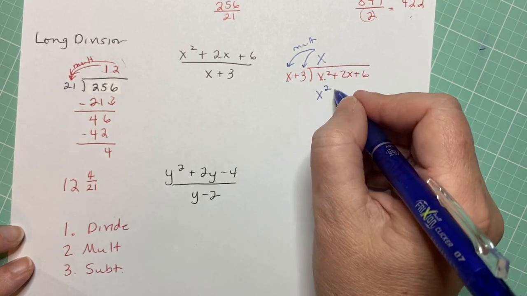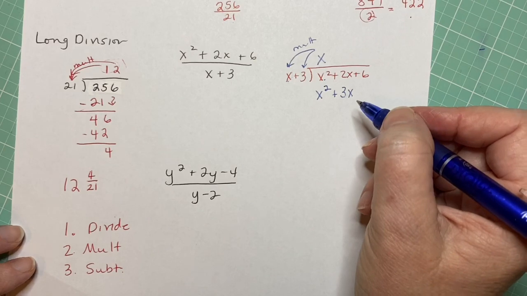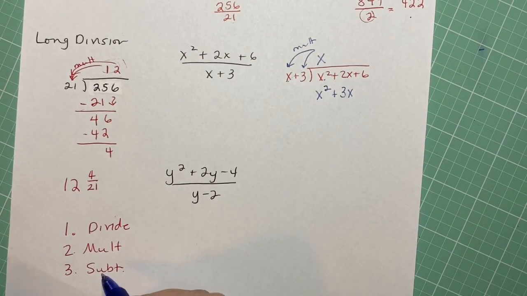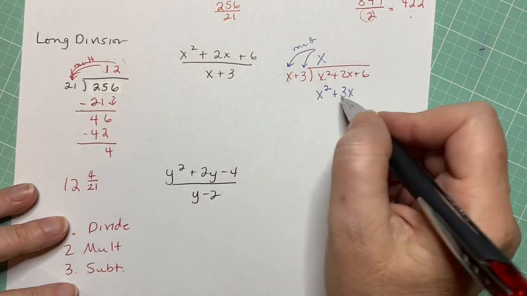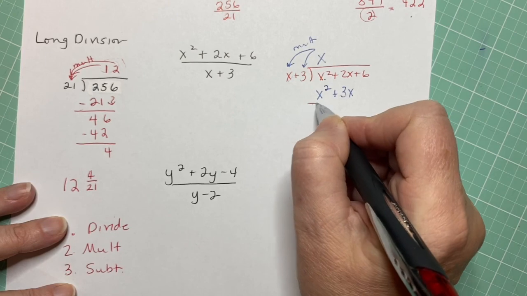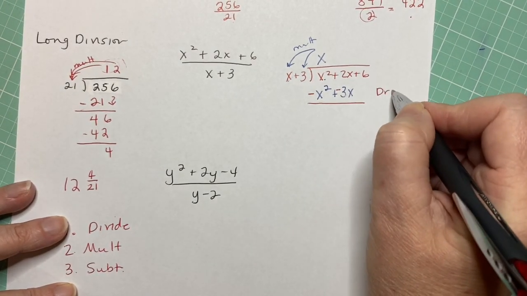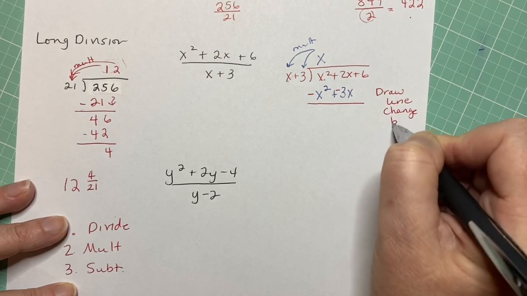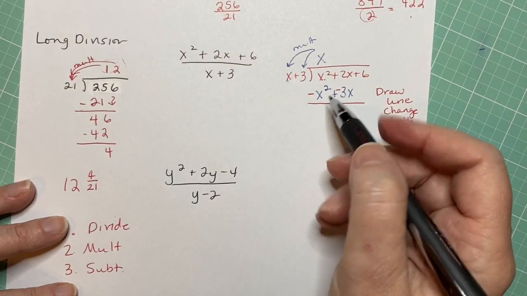X times positive 3 is a positive 3x. So we multiplied. And then we're going to subtract. But in algebra, subtraction really means to change the signs. I have this little saying, but hopefully it helps: when you draw the line to subtract, you change both signs. Draw the line, change both signs, because that's really what subtraction means.